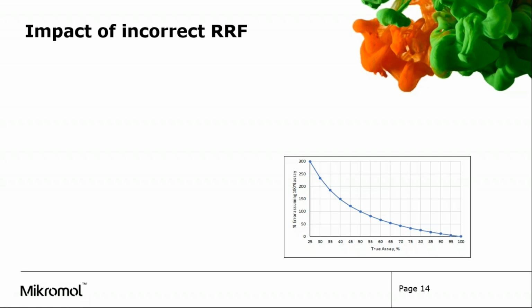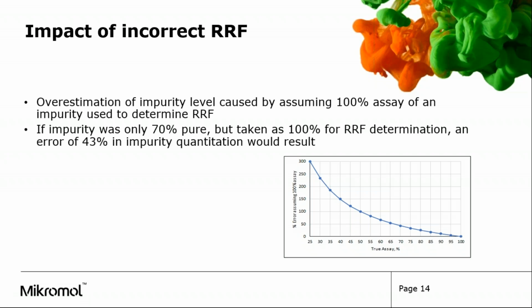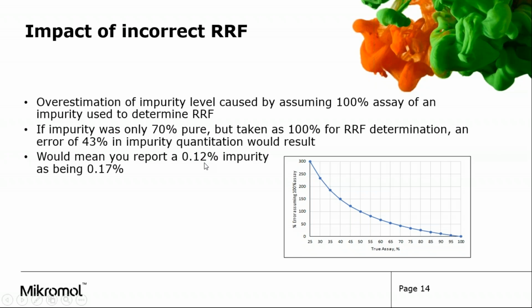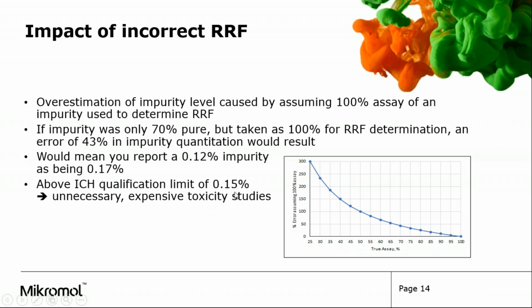Because you're off by that amount, assuming that level. And just to take an example of somewhat of a midpoint, if you go to 70%, now you're still at an error of 43% in impurity quantitation. And that would mean that if an impurity was actually present at 0.12%, this level of error would, again, be on the safe side, but you would report the value as 0.17%. And now you've, in development anyway, exceeded the qualification limit of 0.15%, which could lead to the need for toxicity studies that would in fact not actually be necessary.